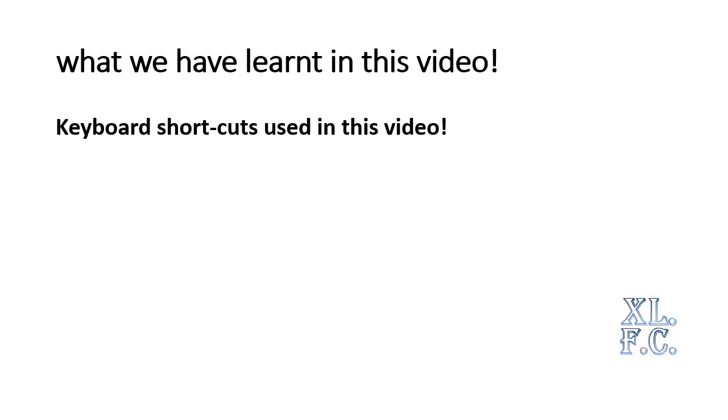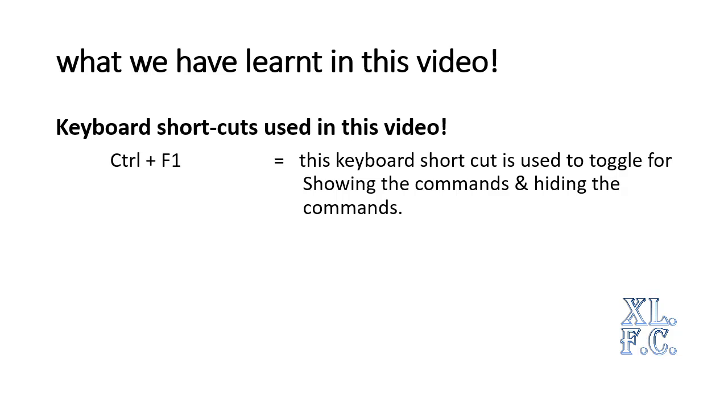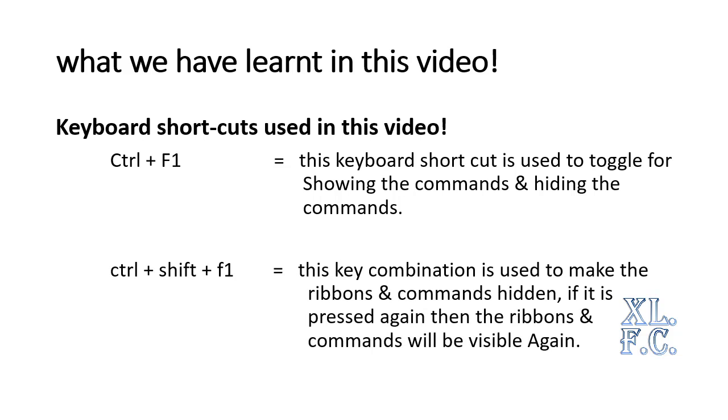Keyboard shortcuts used in this video: Ctrl plus F1. This keyboard shortcut is used to toggle for showing the commands and hiding the commands. Ctrl plus Shift plus F1. This key combination is used to make the ribbons and commands hidden. If it is pressed again, then the ribbons and commands will be visible again.